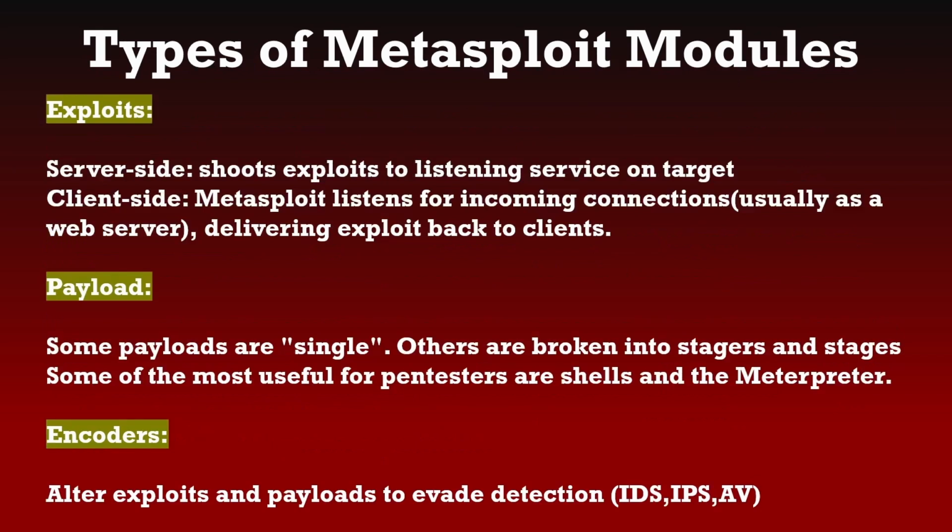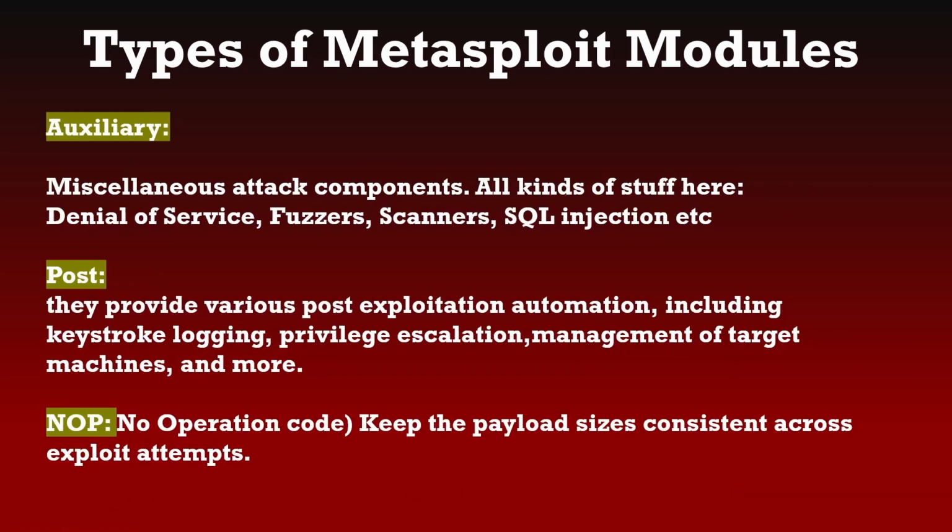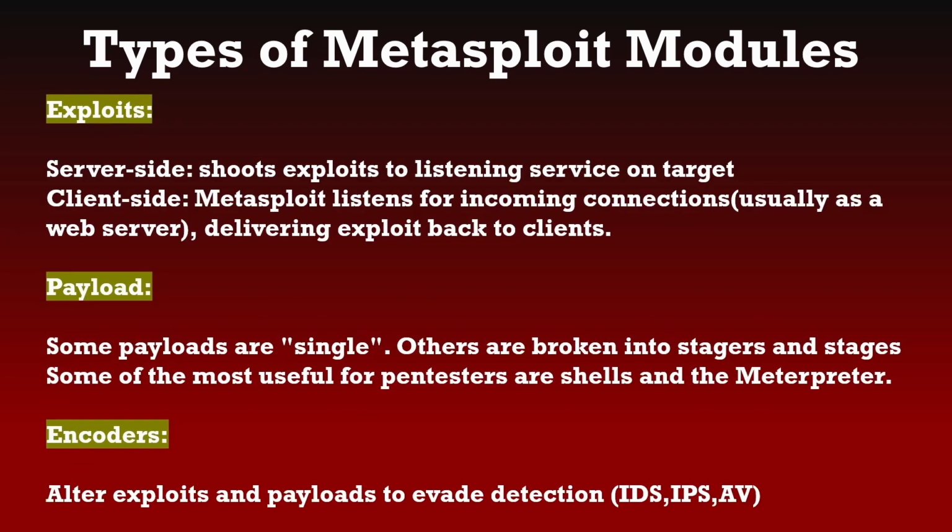Now let's see the types of Metasploit modules. Okay, this is one of the main components of Metasploit. We have 6 modules. The first one is exploits. We'll use exploits a lot. Exploits are designed to take advantage of a flaw on a target machine, causing the system to run software of the attacker's choosing, usually a Metasploit payload.